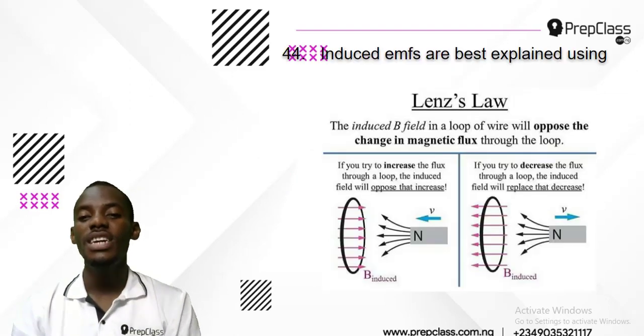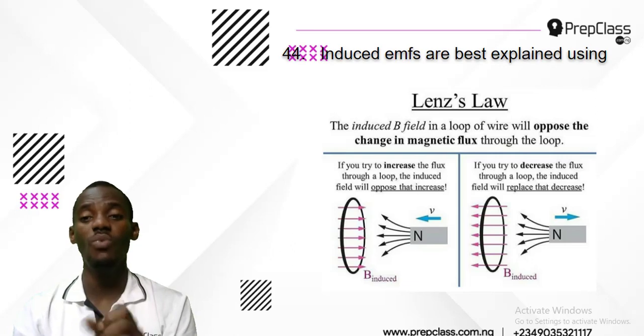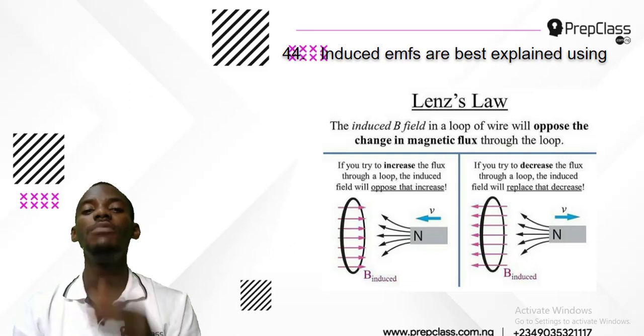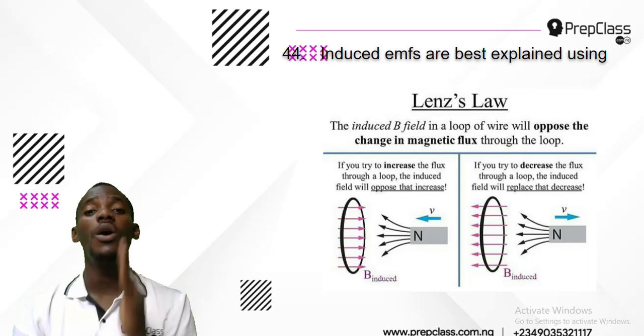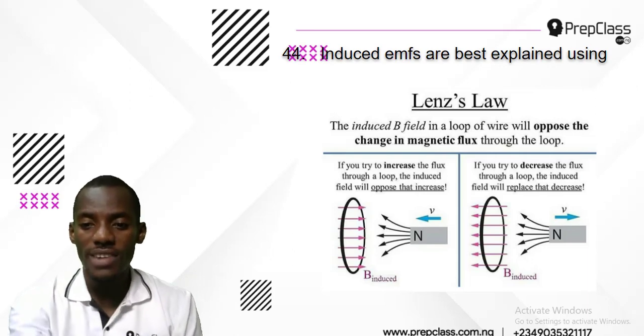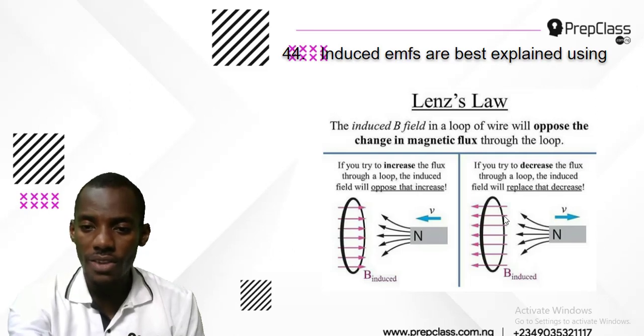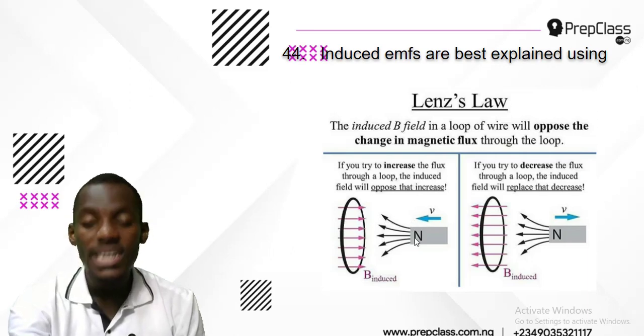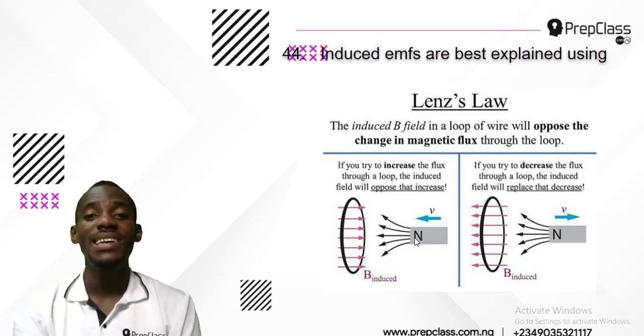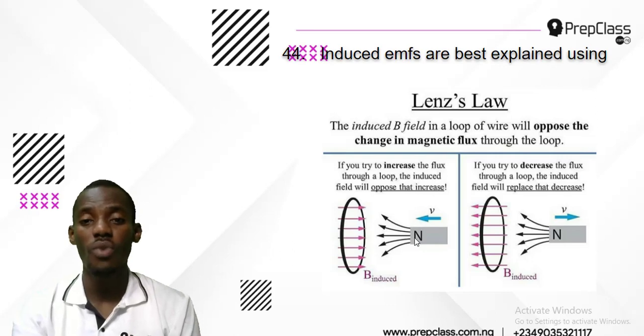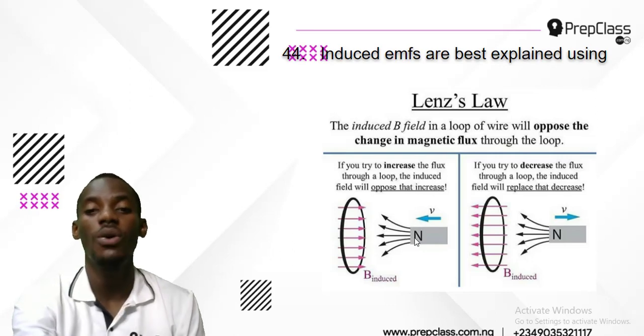Now let's see what Lenz's law says. Induced current will oppose change. That is what Lenz's law said. So it will oppose the motion of the system. So the induced current always moves in a direction that opposes the motion of the system. You can see it moves in the opposite direction, right? This is the current, and this is the magnetic field motion. They are both moving in opposite directions. That's what Lenz's law said, and that is the answer to this question. Induced EMF is best explained by Lenz's law.